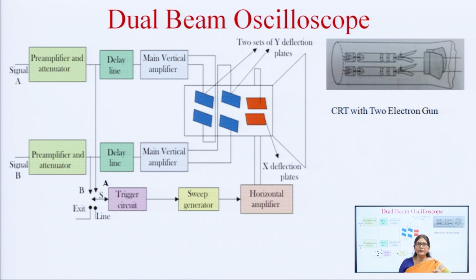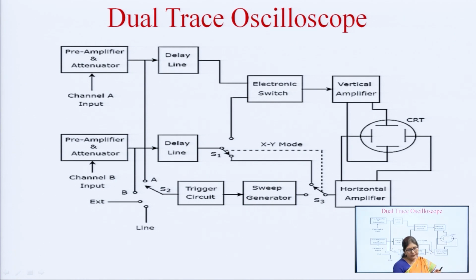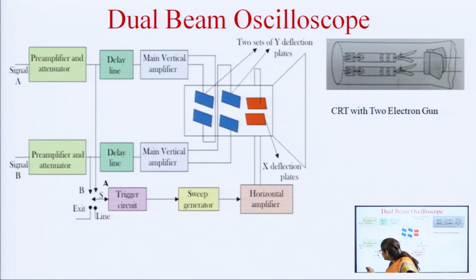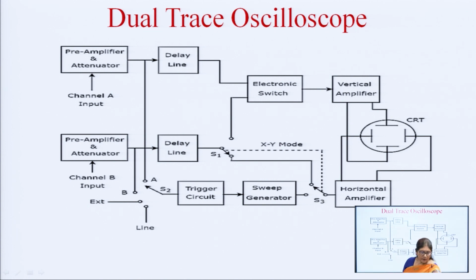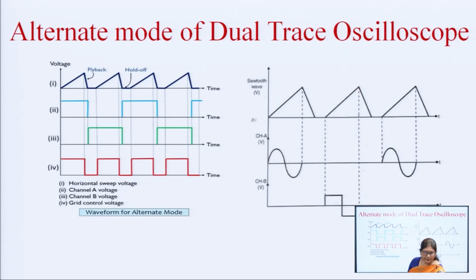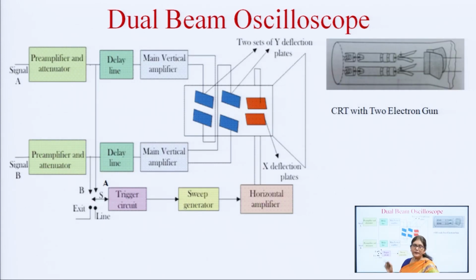As we can see in the figure, if we want to measure a signal A, we will apply this signal at channel A, and this channel A has a pre-amplifier and attenuator as we need. Then it has a separate delay line, separate vertical amplifier, and then it has a separate electron gun section and also a separate vertical deflection plate. So, this is the dual beam CRO.